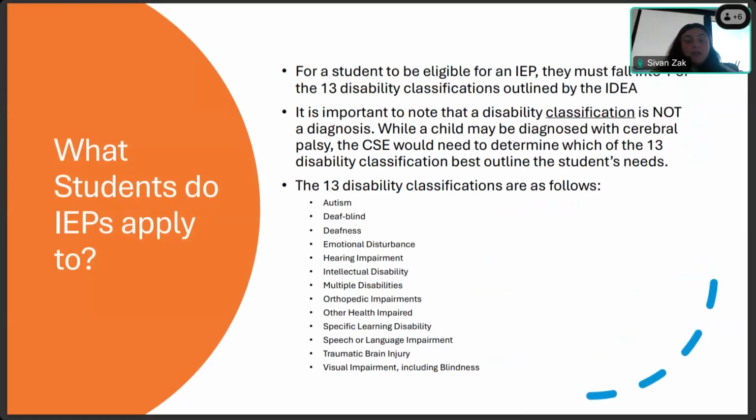But there are certain disability classifications that are much more open-ended, and that could include other health impaired, specific learning disability. So if you have any issue with the CSE on determining what the appropriate disability classification would be for your child, we always recommend contacting an education attorney. Nick and I do this on an almost daily basis, and it really can frame the way your child's IEP is drafted. So we always recommend making sure you really brush up on what these classifications are, and choosing the right one is the most important part of the IEP.